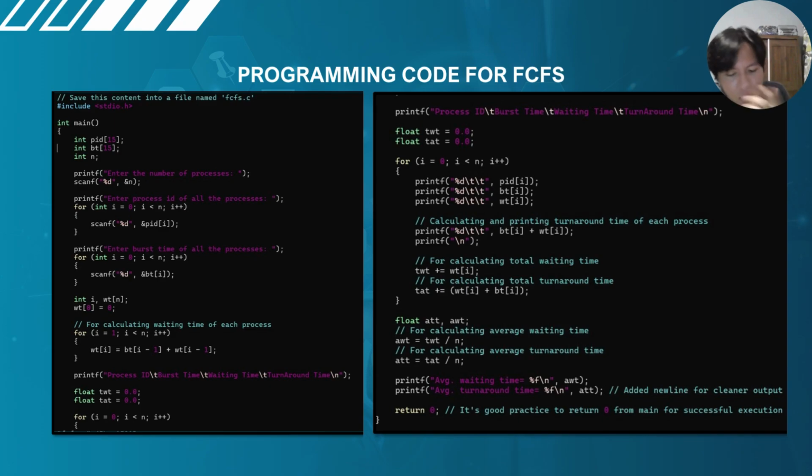The first scenario is the same burst time. The next scenario is the different burst time. And then to calculate the waiting time for each process, we're using the calculations as shown just now, which is the waiting time. Initially it is the burst time I minus one and the waiting time I minus one. So after this, we print the process ID, the burst time, the waiting time, and the turnaround time.